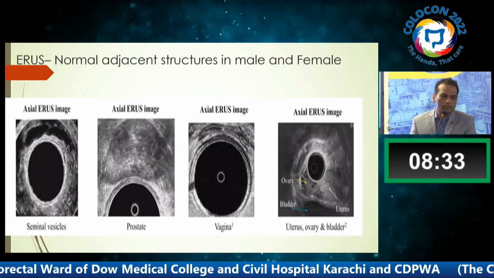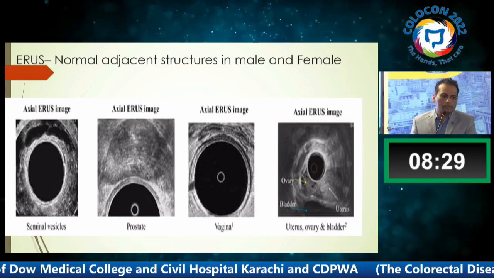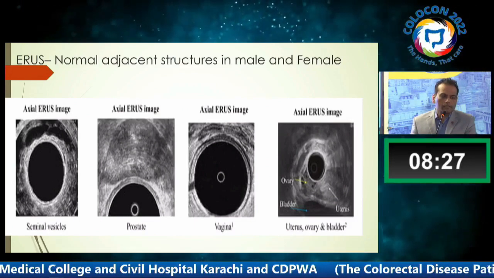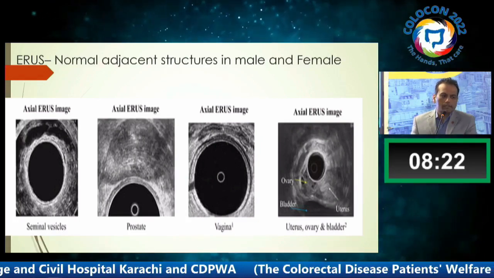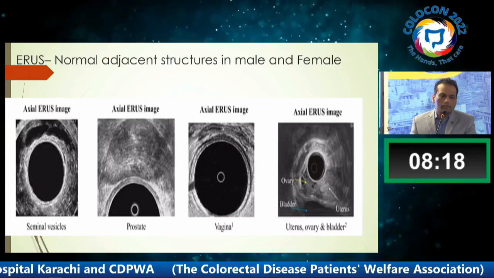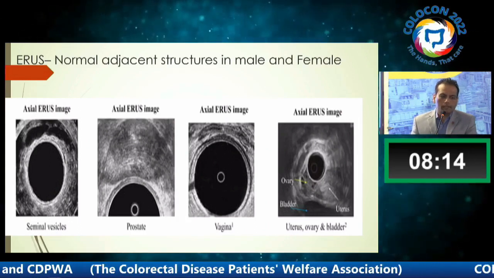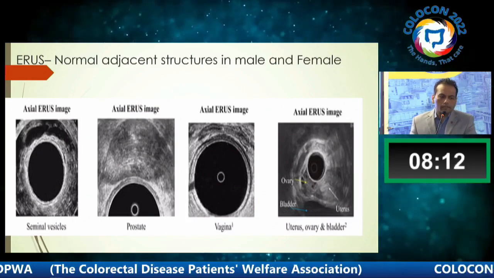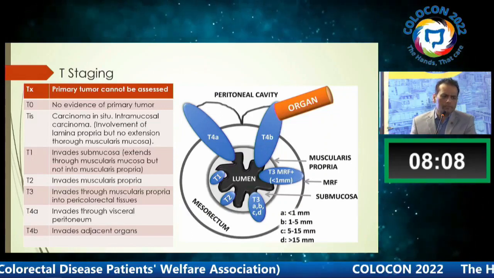These are the images of normal endorectal ultrasound in male and female patients. On the left side is the image of the upper rectum showing the seminal vesicles anteriorly. Then there is the prostate anterior to the rectum. On the right-hand side, we see the vagina anteriorly, and the uterus and urinary bladder in relation to the rectum.